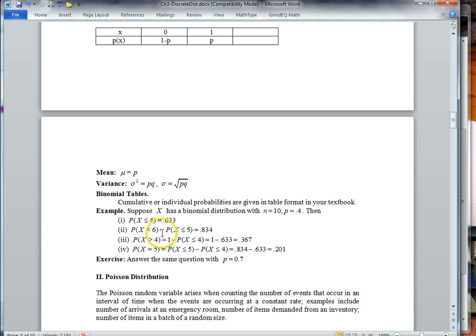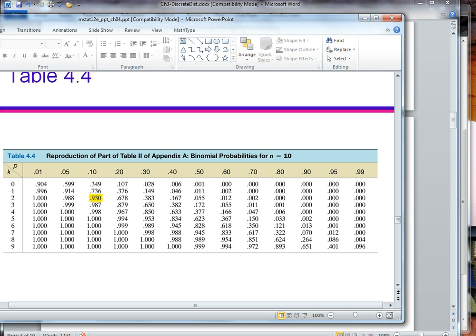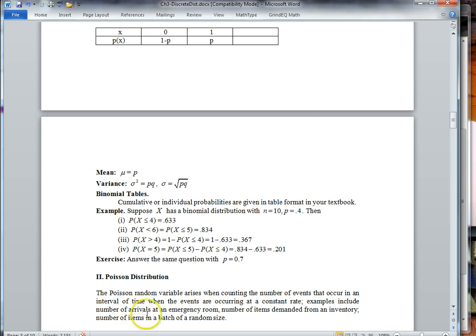So what if I want the probability of x strictly less than 6? Well, the table gives me less or equal since it's cumulative, so I need to change that to x less or equal to 5, and then I go to the table again. My n is still 10. This is my distribution, and less or equal to 5 would be 0.834, which is correct.